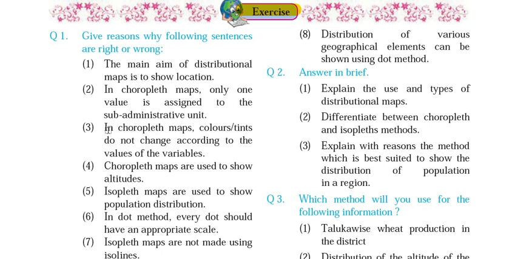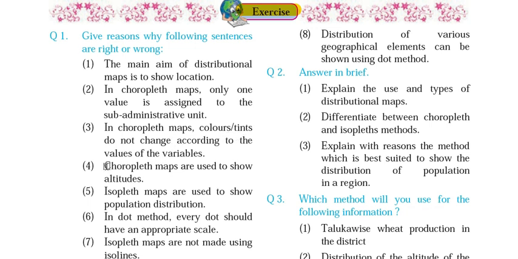The third statement is that in a choropleth map colors or tints do not change according to the values of the variable. This is a wrong statement, because according to the values of the variable the colors or tints change. Suppose there is a very low population density, then the color of that particular area is a very light color. As population density, or any parameter of that particular choropleth map, increases, the tint of that color becomes darker and darker. So this is a wrong statement.